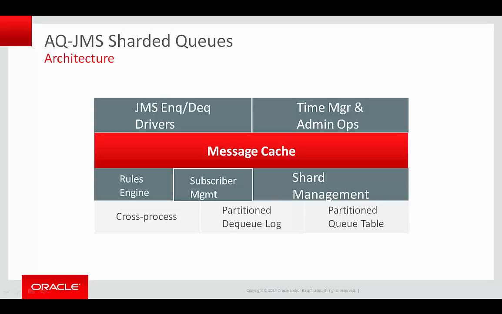Next, we emphasize the message cache. We put it in red just to show that this thing is everywhere. Anything that can be kept in memory will be kept in memory. And it's integrated with all the components in the next layer, the rules engine, the subscriber management, and the shard management. At the bottom layer, we have the actual tables, like the partition queue table. We have the DQ log table that is used to log DQ information very inexpensively. We also have the cross process to share messages across the instances.